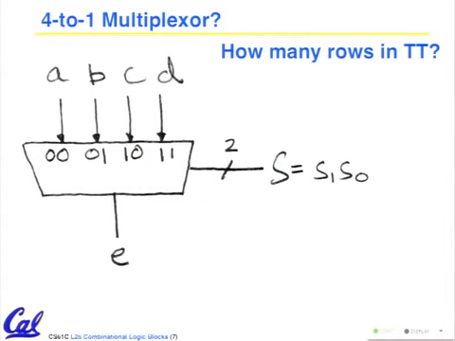Yes? 64. How do you get 64? 2 to the 6. How do you get 6? 6 total inputs. Exactly right. 6 inputs: 4 data lines, 2 signal lines. That's 6 inputs. 2 to the 6 is 64. Okay? So, here's my expression.